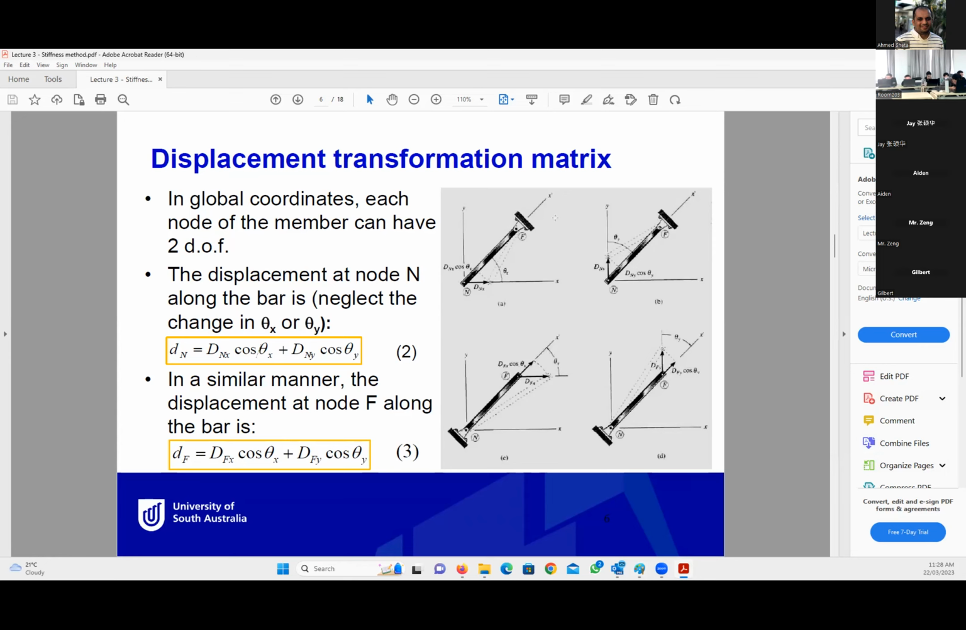Okay? These two equations come from the analysis of these forces in the member direction. So you can see here, if we analyze the force dnx in the member direction, it will be dnx cosine theta x. And if we analyze dny in the member direction, it will be dny cosine theta y. So the component at node n in the member direction will be called dn, and it will be the summation of these two components. Okay, just a quick one here to make sure you can understand what I am saying.